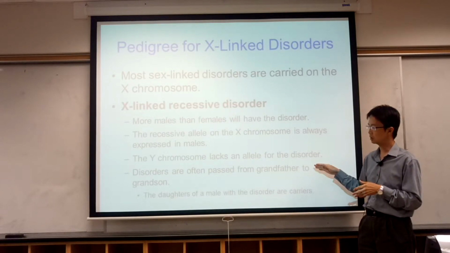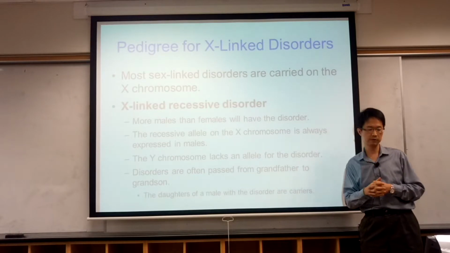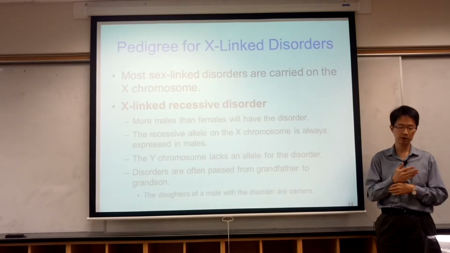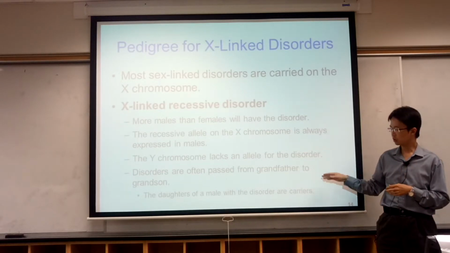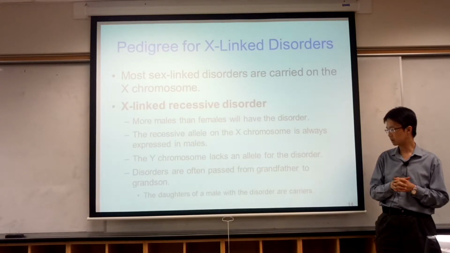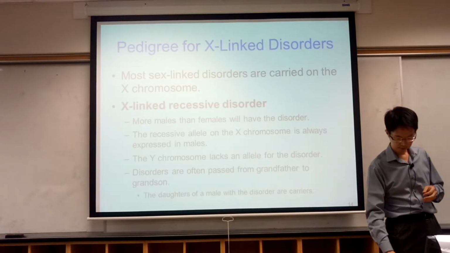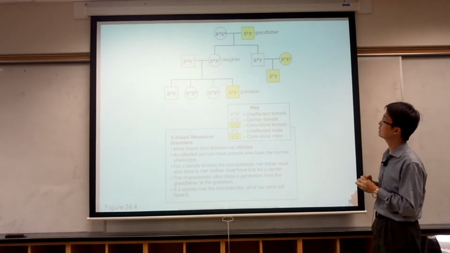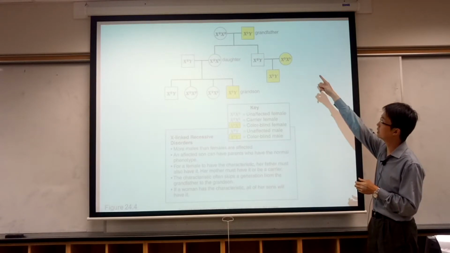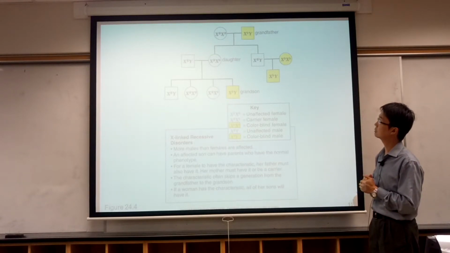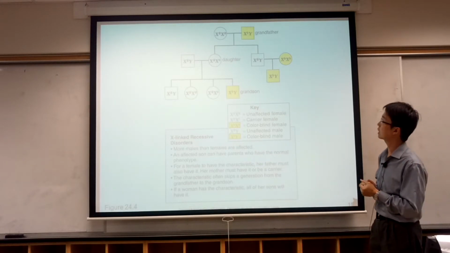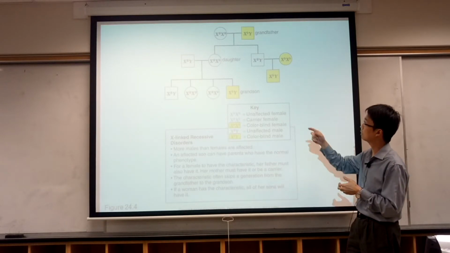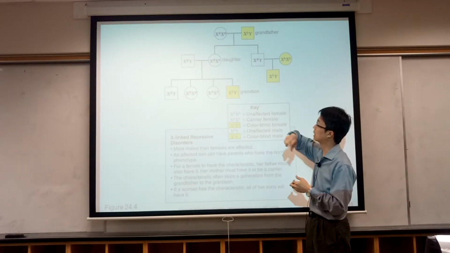So usually the disorder is passed from grandfather to grandson. That means it will skip one generation. And the daughter of the male usually is the carrier. So we have this scenario. The grandfather has this disorder because it is expressed, in this case, the color blindness. And then the next generation, the daughter will be the carrier.